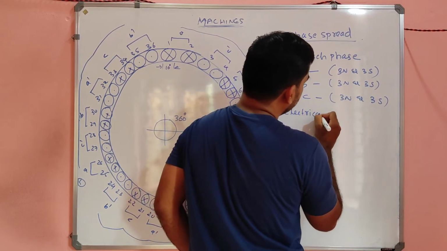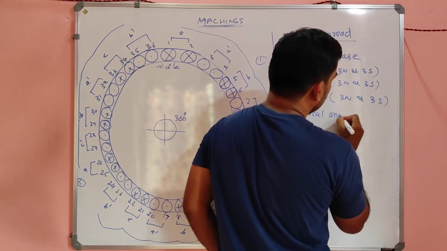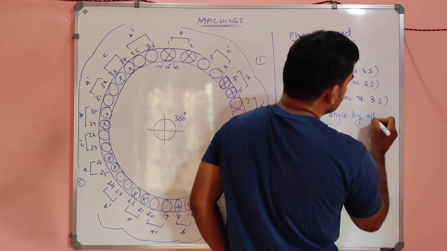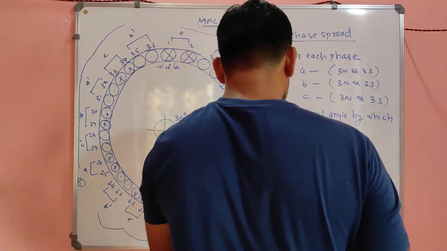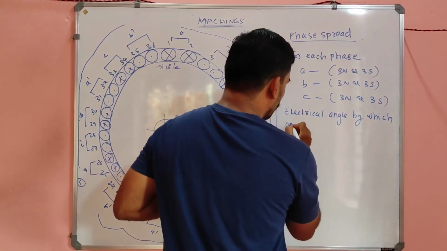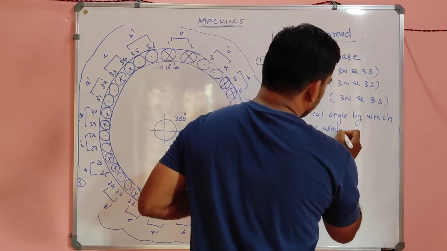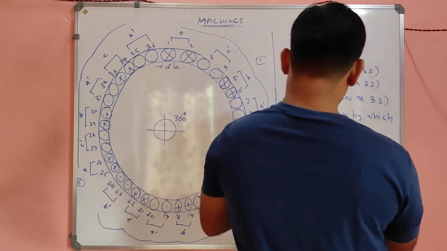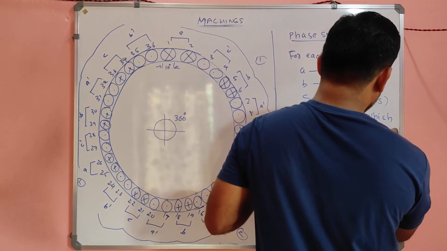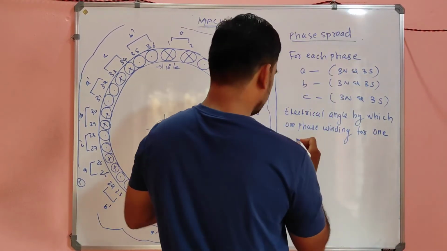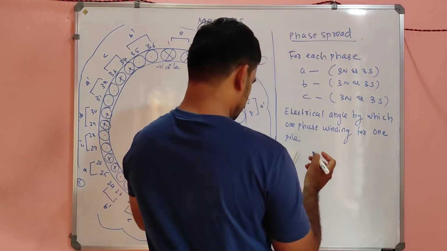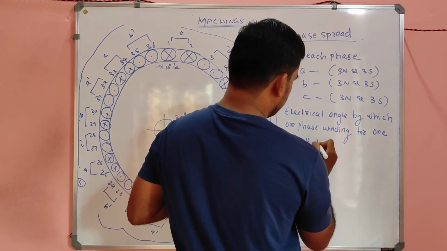Electrical angle by which one phase winding for one pole is placed.